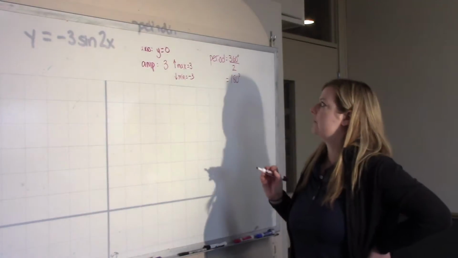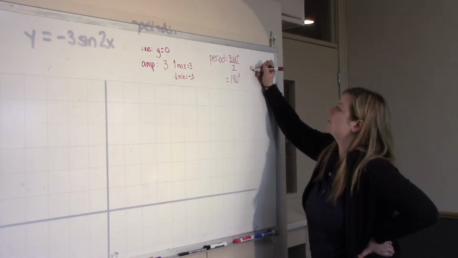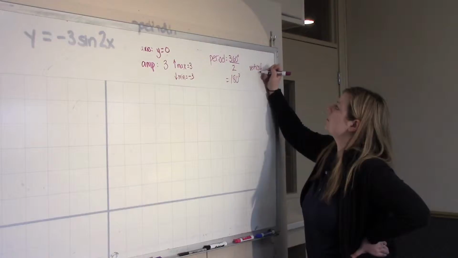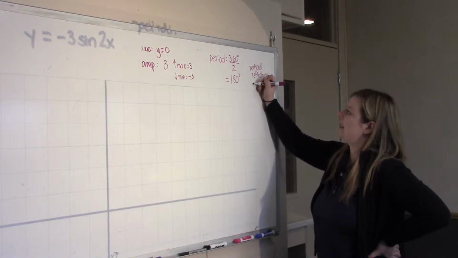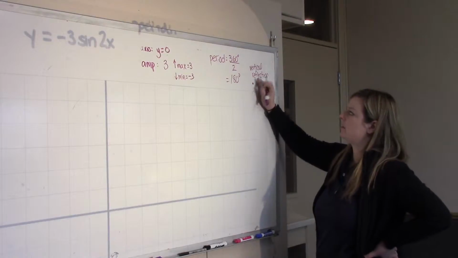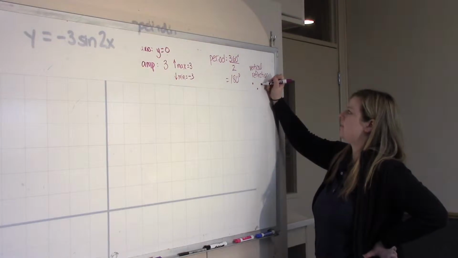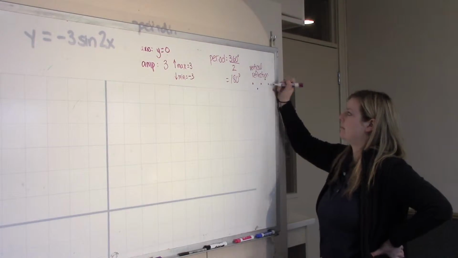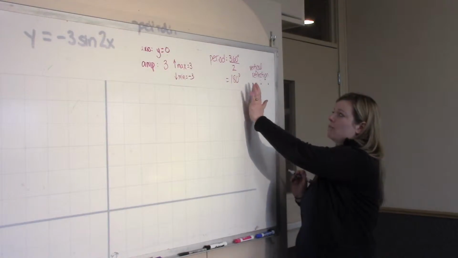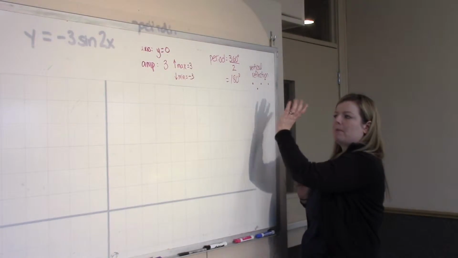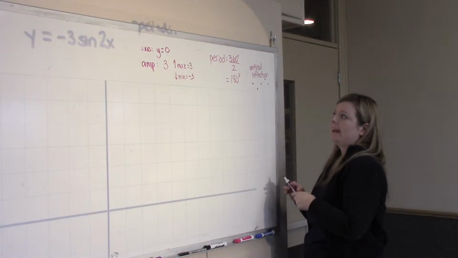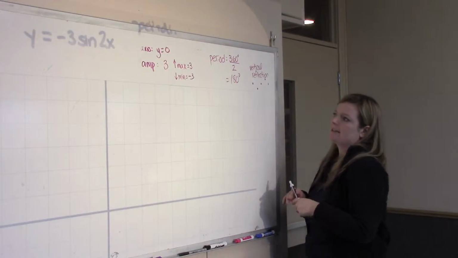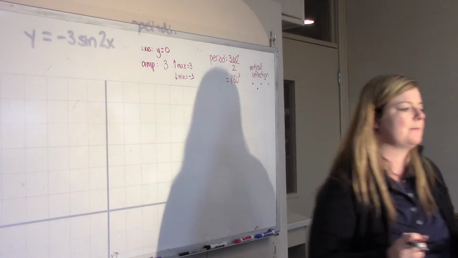I also have a vertical reflection. So that means my pattern, instead of going up, will be going down, then middle, then up, then middle. So I normally go middle, up, middle, down, middle, but because it's reflected, I'm going middle, down, middle, up, middle. Okay? So now that my analysis is done, I can start actually graphing.